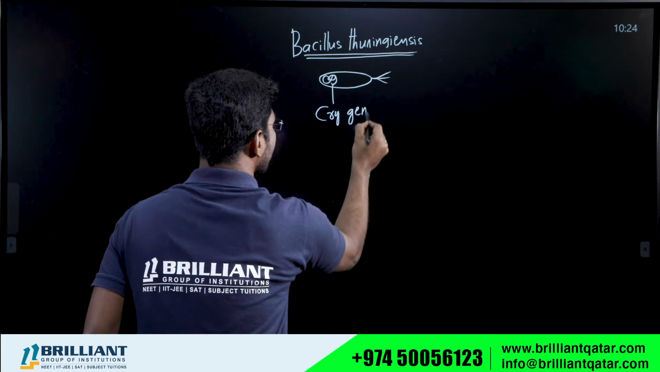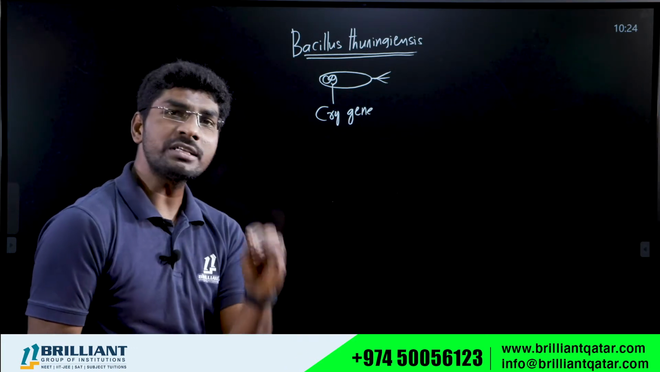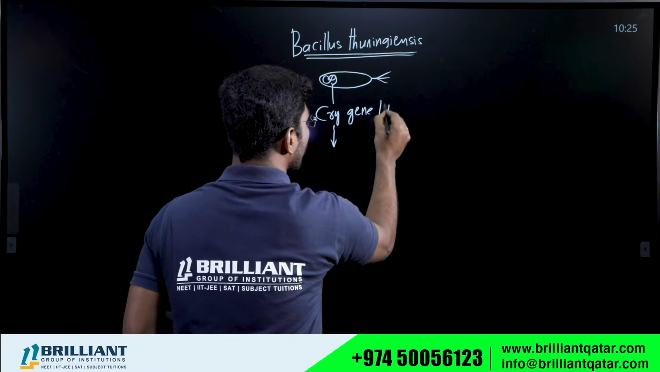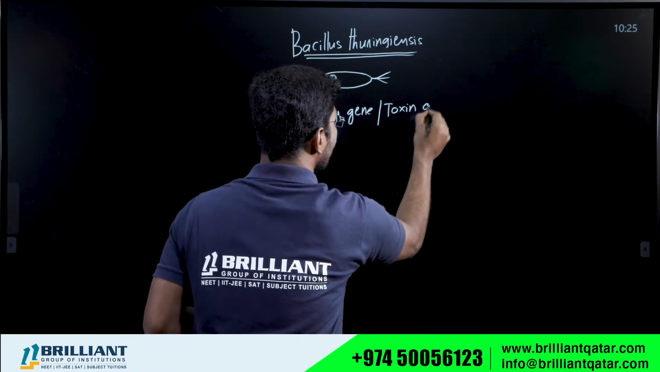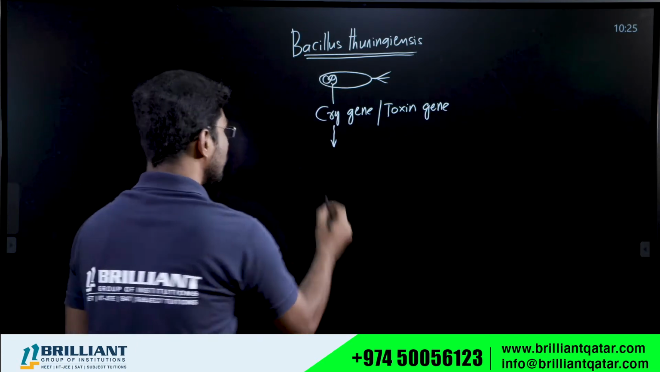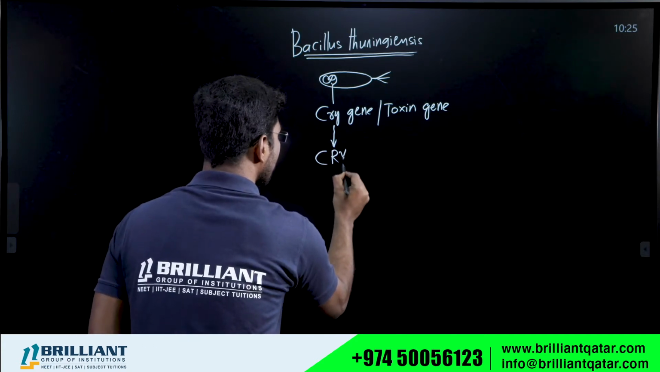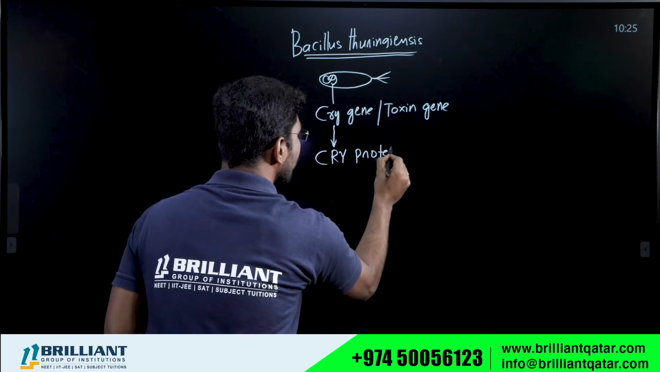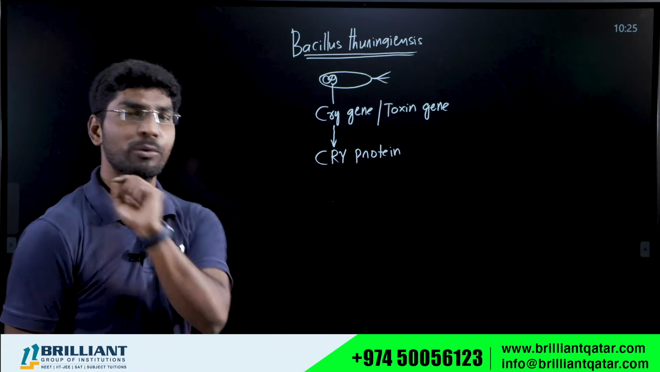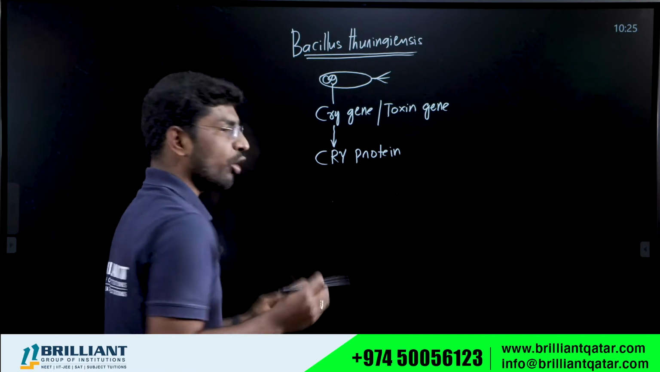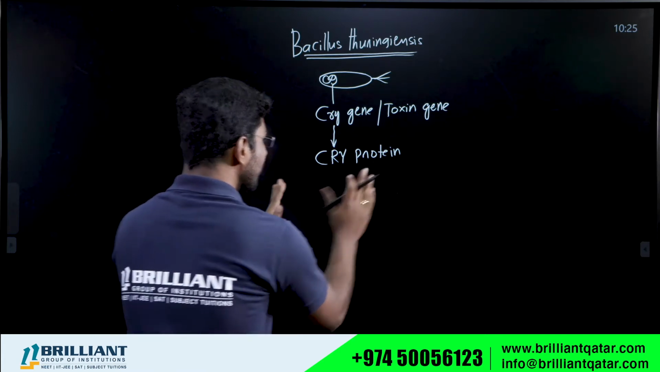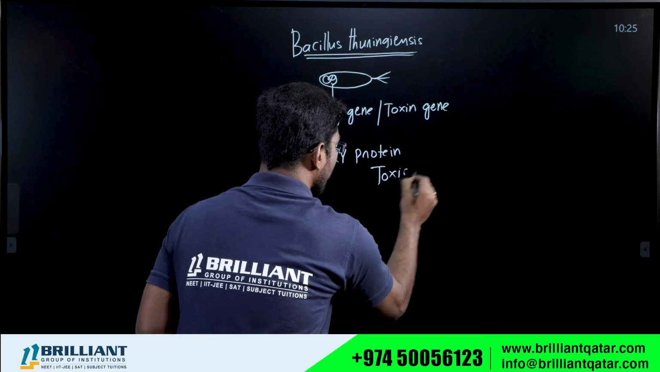This cry gene undergoes transcription and translation to give a protein, a toxin. This cry gene we can also call the toxin gene. And this gene undergoes transcription and translation to give a protein. The protein is called the Cry protein. When you write Cry with a capital letter, that means you are talking about the protein, Cry protein. This Cry protein is poison. This Cry protein is a toxic substance, a toxic protein.